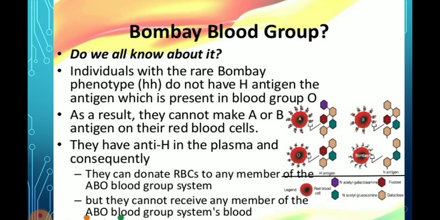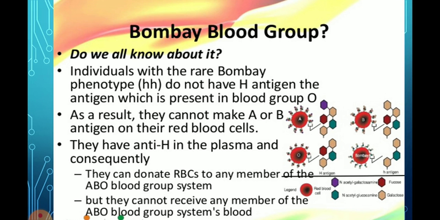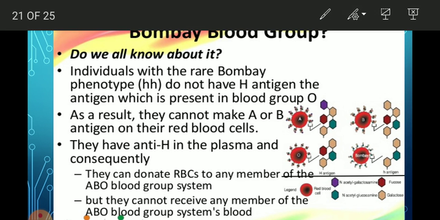A very good example of that is the Bombay blood group. It is the same ABO blood group system, but it was first described as a phenotype in Bombay city of India, which is why it is called the Bombay phenotype also. In the human ABO blood group, the antigens A and B are present on red blood cells. If they are not present, that is blood group O. This is controlled by another antigen, which is known as the H antigen.